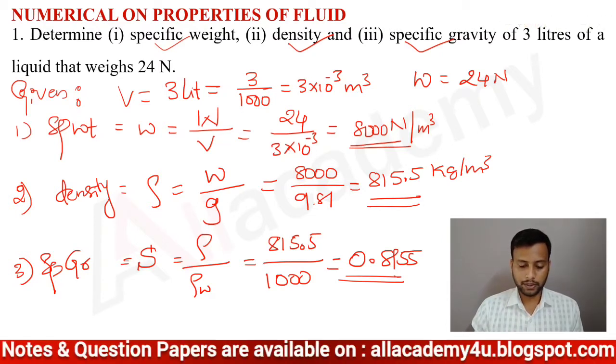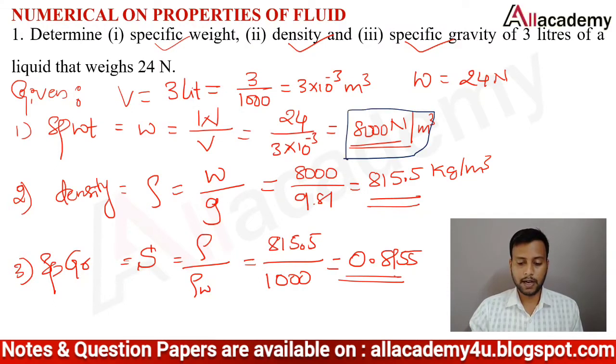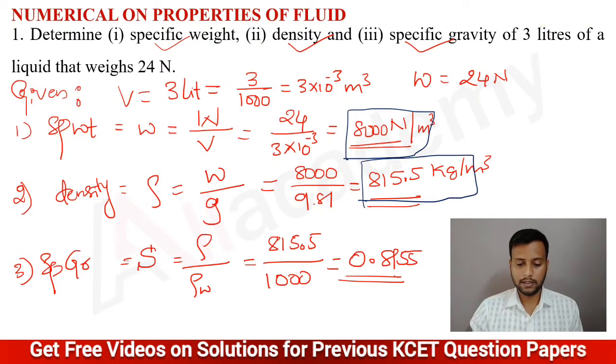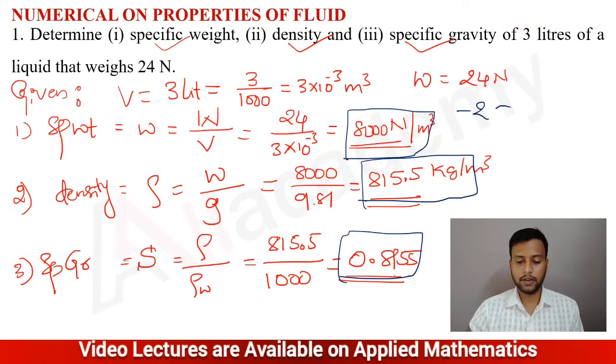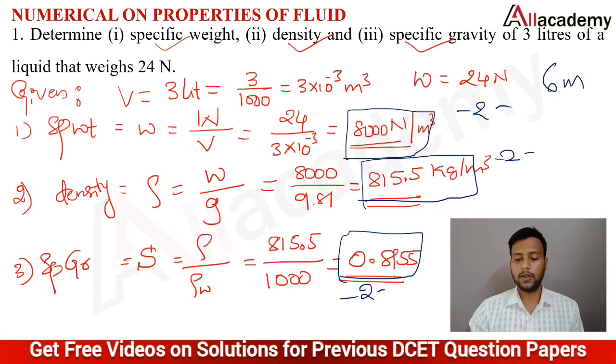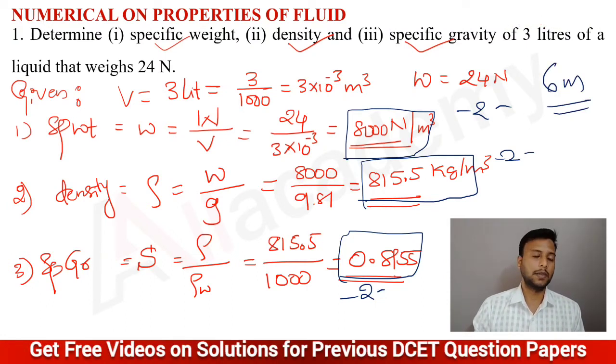Now this question is asked for 6 marks in the examination. So how will the marks be distributed? 2 marks for this one, 2 marks for this one, and 2 marks for this one. So total 6 marks.